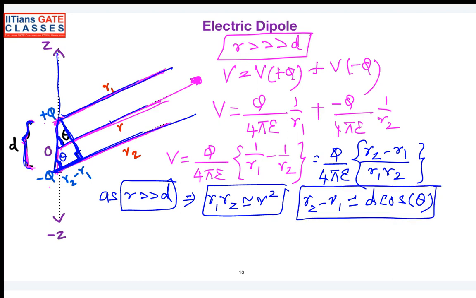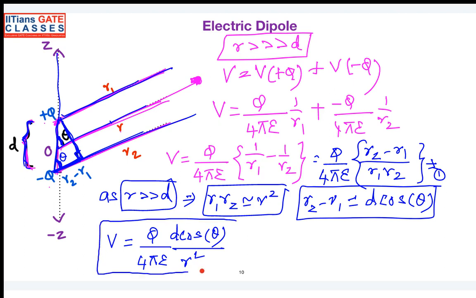So I can substitute in this equation. So what is the potential you are going to get? Q by 4 pi epsilon, so R2 minus R1 is d cos theta, divided by R1 into R2 which can be replaced as R square. So this gives the potential equation in case of an electric dipole. So we have to remember one point here. Whenever there is one point charge only existing, the potential is Q by 4 pi epsilon into R. So potential is proportional to 1 by R if it is only one charge. But look at this equation.